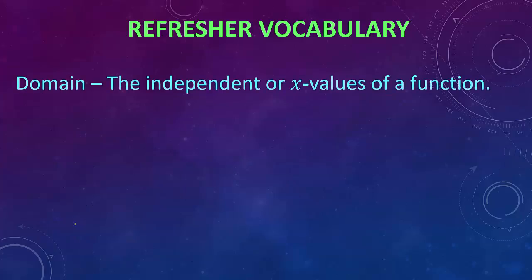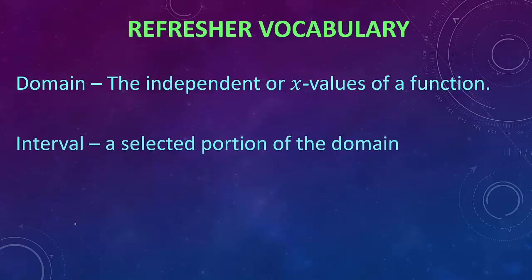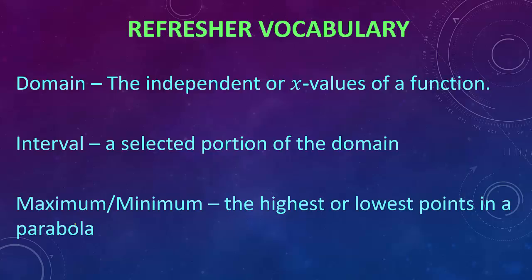All right, some refresher vocabulary since you will need it. Domain, independent or the x values of a function. Interval, a selected portion of the domain. Maximum, minimum, the highest or lowest points in a parabola. So if you have a parabola that looks like this, you have a max. If you have a parabola that looks like this, you have a minimum.